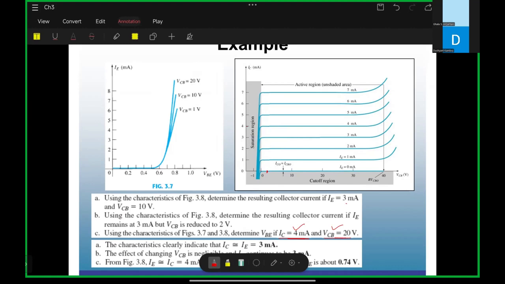Just mark that one. This line represents IC equal to 4 milliampere, and VCB equal to 20. That means this 20 line will represent. So they will intersect here. So IE is how much? Can you tell me? 4 milliampere.